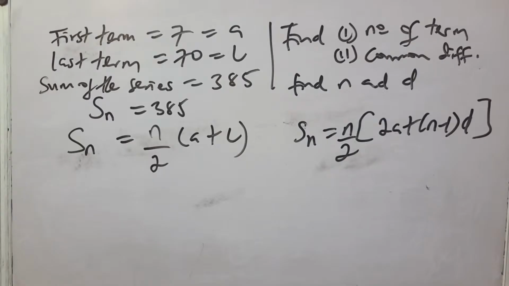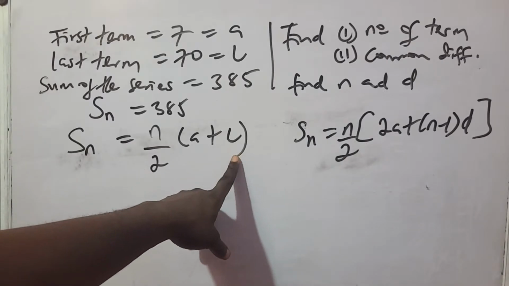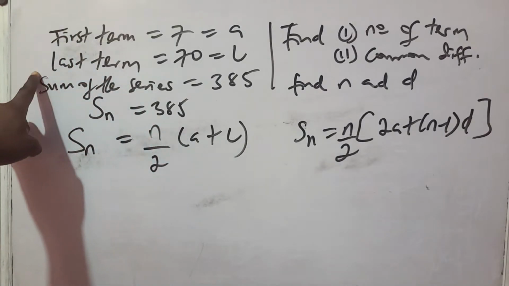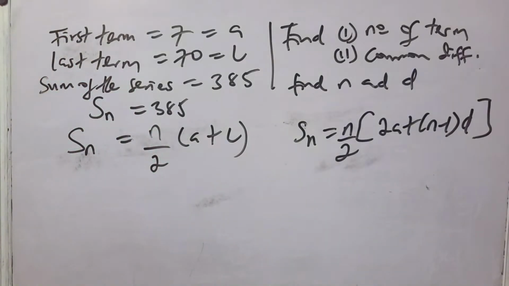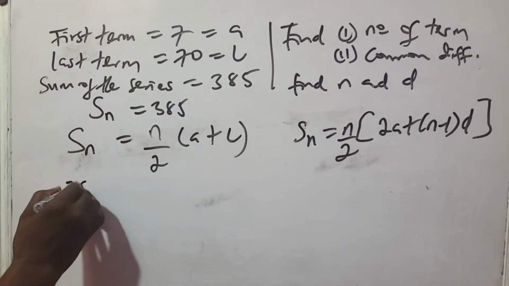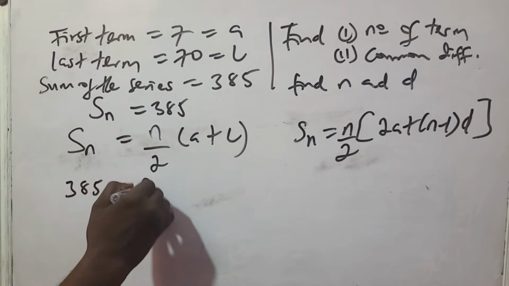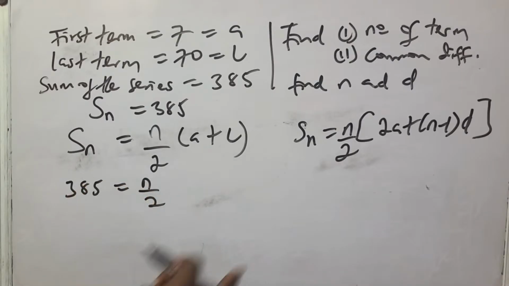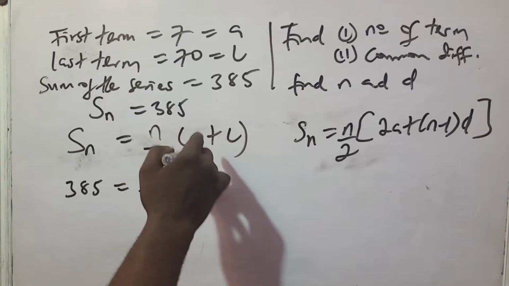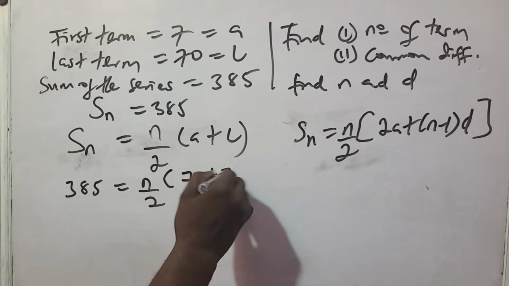But when we have the first and last term, we want to use this formula, and look at, we're given the first, we're given the last term. So this is what we're going to be using. We have been told that our sum is 385. So we have 385 equals n over 2. We do not know our n. That was actually what we were told to find. And then this is a plus l, that will be 7 plus 70.